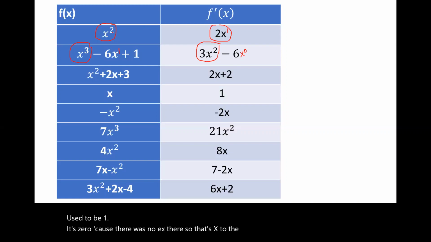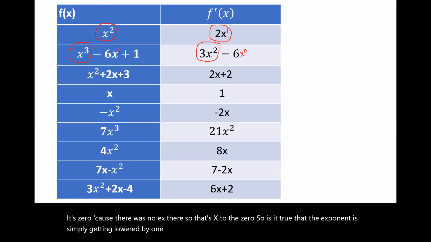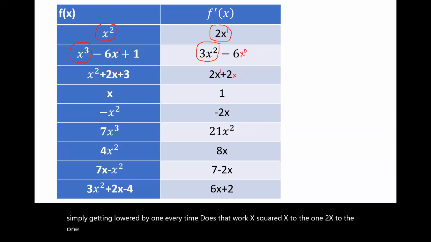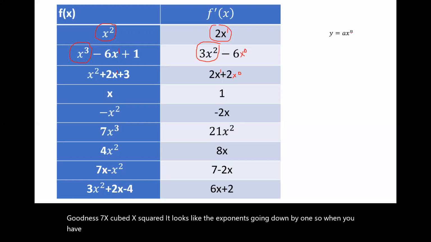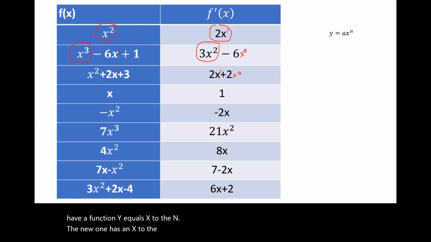So is it true that the exponent is simply getting lowered by 1 every time? Does that work? X squared, x to the 1. 2x to the 1, 2x to the 0. Goodness. 7x cubed, x squared. It looks like the exponent's going down by 1. So when you have a function, y equals ax to the n, the new one has an x to the n minus 1.